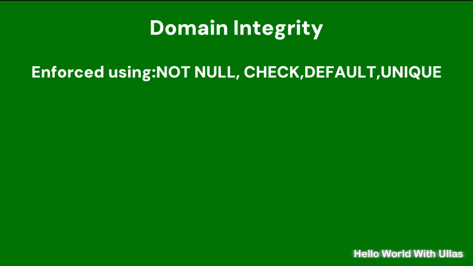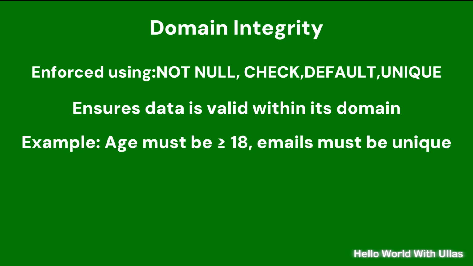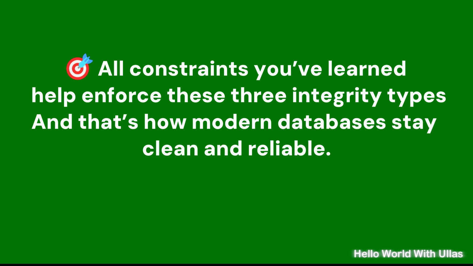Next is domain integrity, enforced using not null, check, default, unique. It ensures data is valid within its domain. Example, age must be greater than or equal to 18, emails must be unique. All the constraints you have learned help enforce these three integrity types, and that's how modern databases stay clean and reliable.